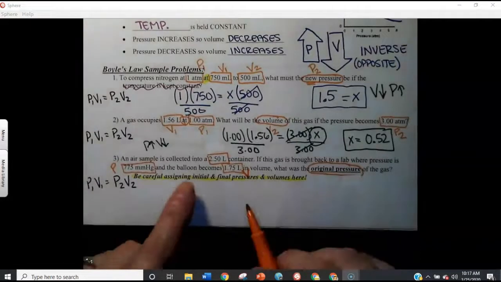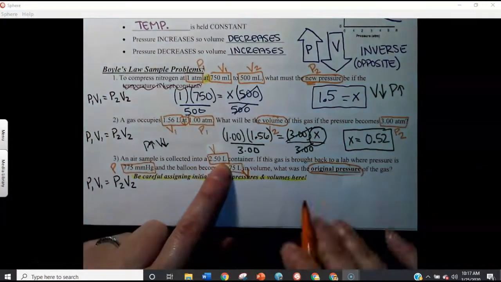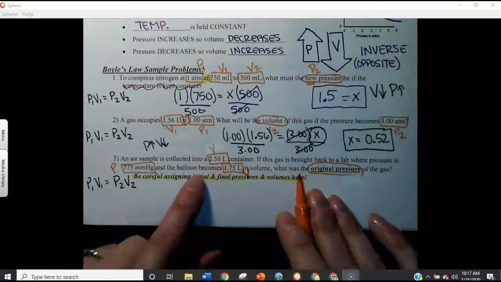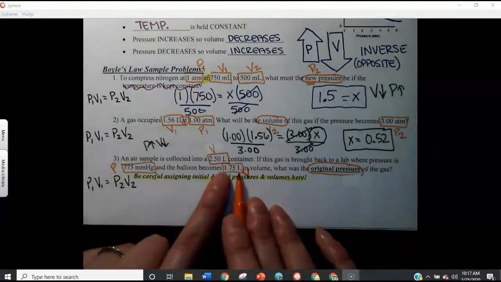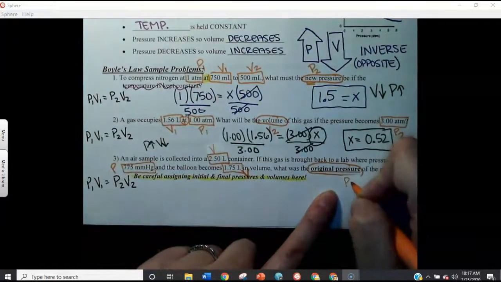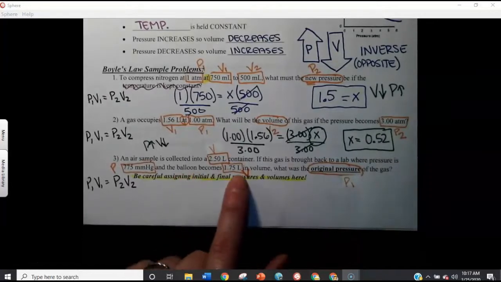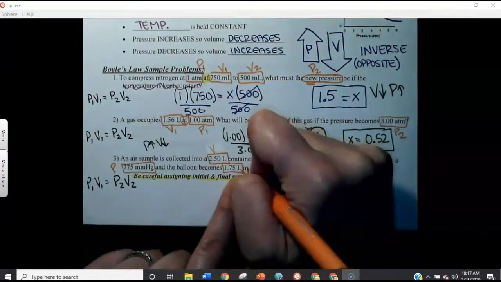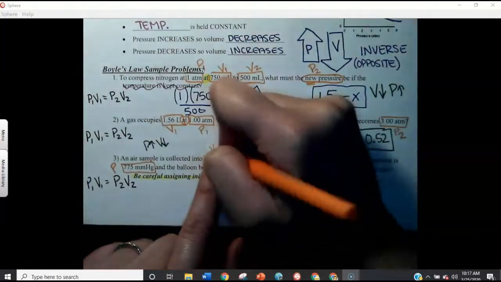An air sample is collected into a 2.5 liter container. That tells me that's a volume. If this gas is brought back to a lab where pressure is given in millimeters of mercury, and the balloon becomes this volume, what is the original pressure? When they say original pressure, that tells me it's the initial P1. So what's the first volume? This is the volume that the balloon becomes, so that's the second or final volume. The air sample was first collected into this one.